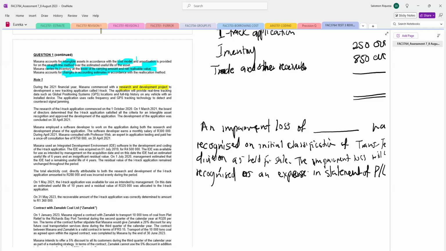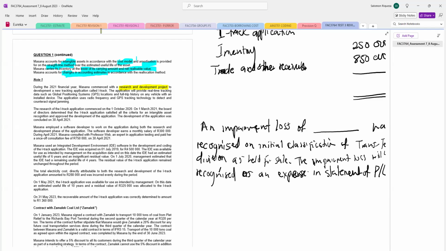Okay, so it says Masana commenced with a research and development project to develop a new tracking application called the iTrack. The application will provide real tracking data such as global positioning system, GPS, location, and full trip history on any vehicle with an installed division. The application uses radio frequency and GPS tracking technologies to detect and counteract signal jamming.